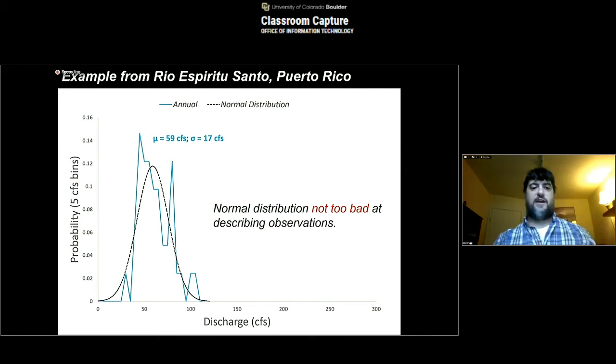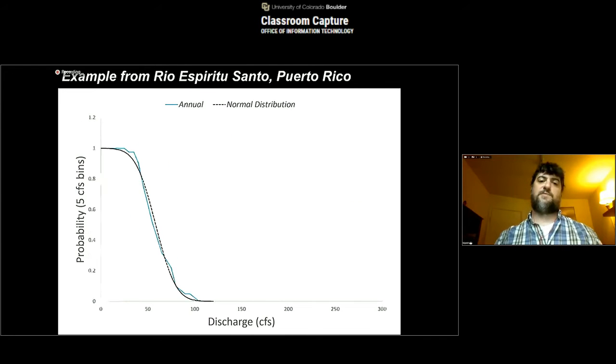So it's not too bad at describing these observations, and I bet if we collected data for even longer, we would see that this would smooth out even more. So a lot of times you're inheriting the shortness of the record when you look at empirical data.